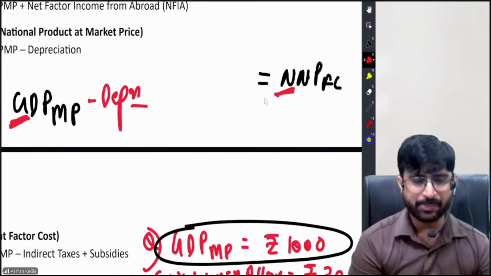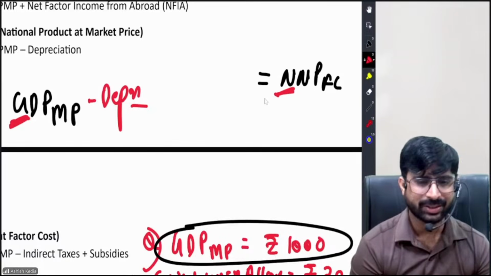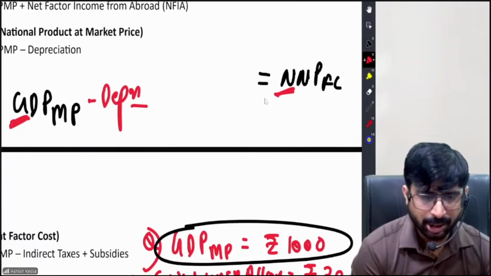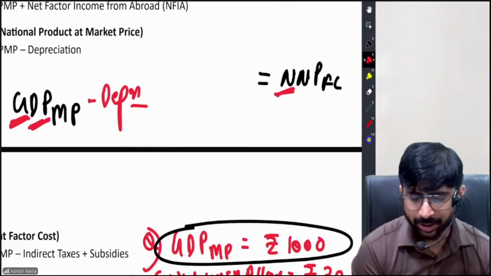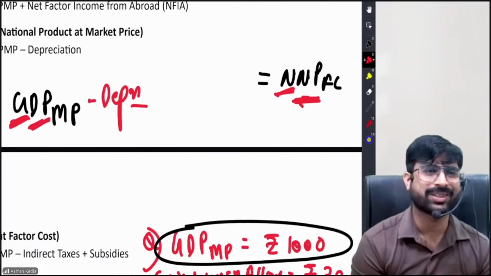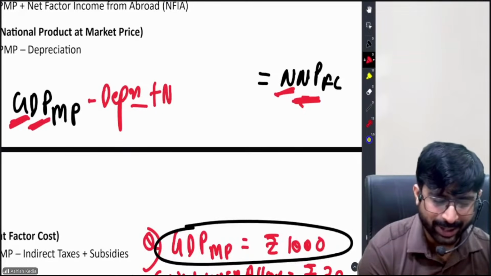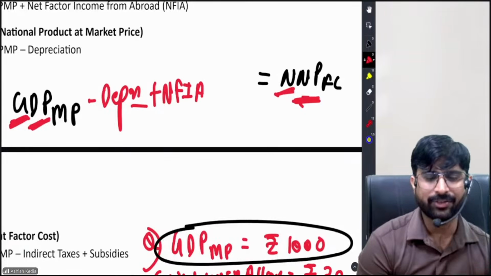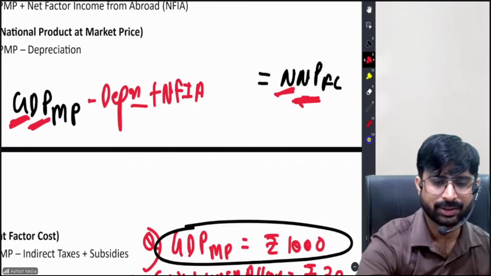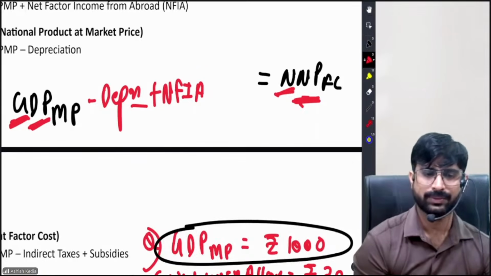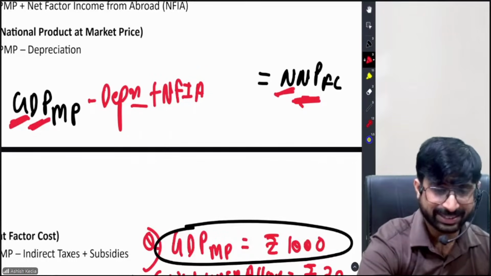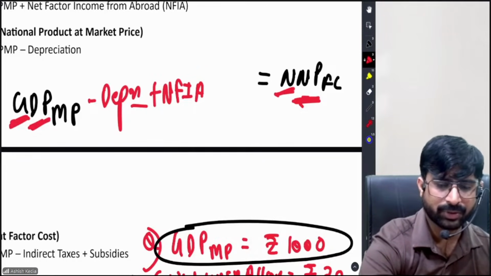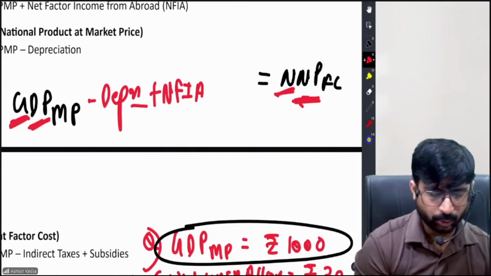Gross to net, depreciation gone. Yes or no, friends? Next is what, class? From domestic product, if you want to reach a national product, what do you do? You add NFIA. Next is what, class? Pay attention, friends. Next is what? You add NFIA.